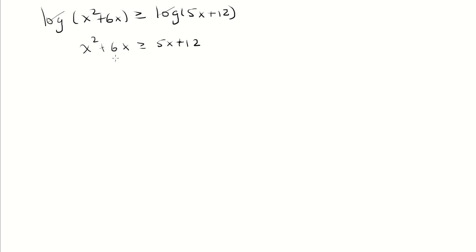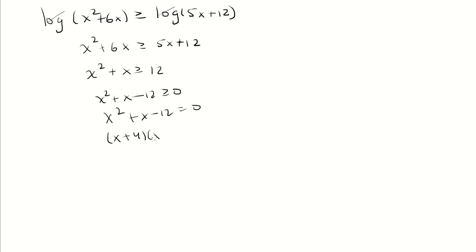And we can bring everything to one side. We'll subtract by 5x, and then we'll subtract by 12. And so we want to see when x squared plus x minus 12 is equal to 0 first. So I'm just going to set it equal to 0 and factor this into x plus 4, x minus 3, and get x is negative 4 and positive 3.